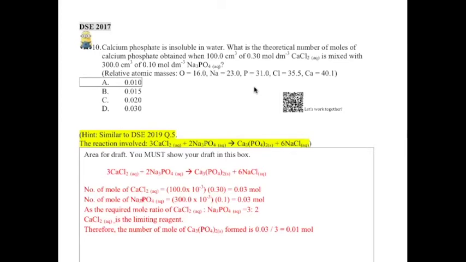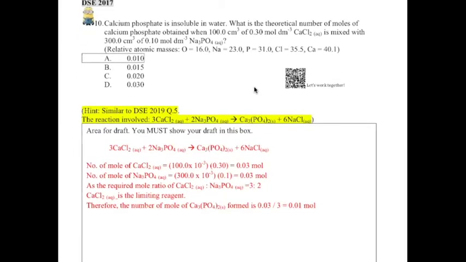And then this question asks you the number of mole of calcium phosphate. So by using the limiting reagent we found here, which is calcium chloride, the one you want to work out becomes yourself. So you divide by others, multiply by yourself. It will give you the total number of calcium phosphate, which is 0.01. So that's the second MC.